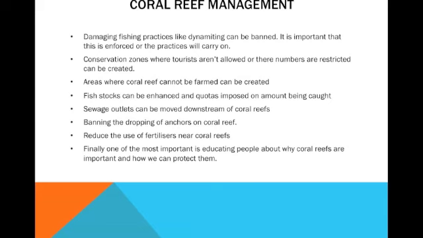Fish stocks can be enhanced and quotas imposed on amount being caught. So you have a quota to reduce overfishing. Sewage outlets can be moved downstream of coral reefs, and you can ban the dropping of anchors on coral reefs. You can reduce the use of fertilizers near those coral reefs. And finally, one of the most important is educating people about why coral reefs are important and how we can protect them.